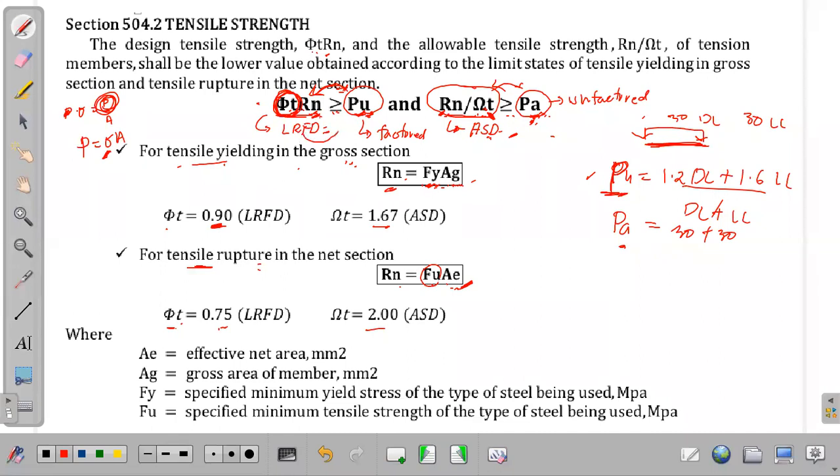I-compare nyo yung design tensile strength doon sa PU or yung AST yung allowable doon sa PA, para malaman nyo kung kaya ba nung member. Paano pag ang hinahanap naman sa problem is yung maximum capacity, hindi mo alam yung pag-solve ng PU? So ang hinahanap mo is yung maximum capacity.